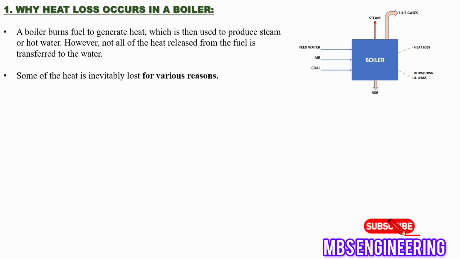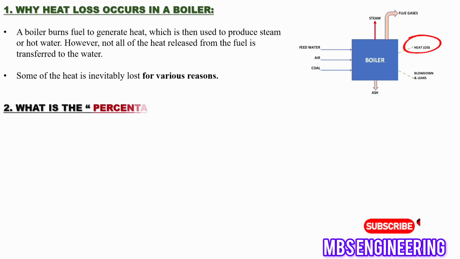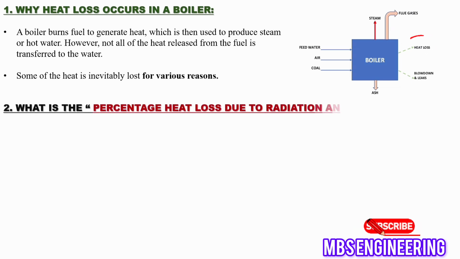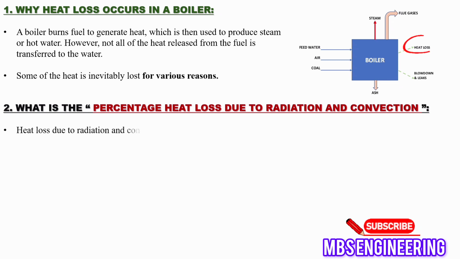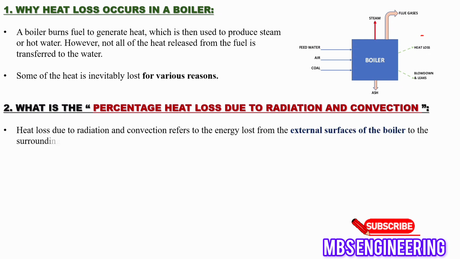Next, we will learn and understand what is the percentage heat loss due to radiation and convection in a boiler. Heat loss due to radiation and convection refers to the energy lost from the external surfaces of the boiler to the surrounding environment without contributing to the steam generation process.